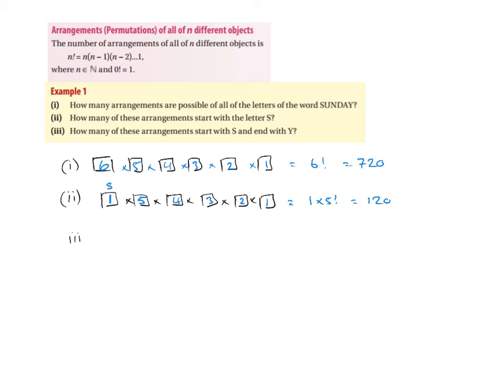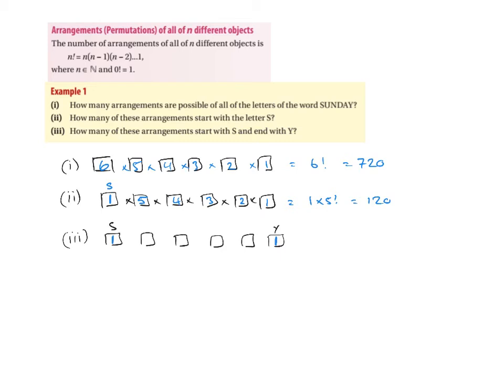Let's look at the third one. So how many arrangements start with an S and end with a Y? So we've got the same sort of problem as part 2 here, apart from we have 2 restrictions, which is fine. So let's just put the S here, let's put the Y here. And you can see that means we have one choice for this box, it has to be an S. And we also have one choice with this box, that has to be a Y.